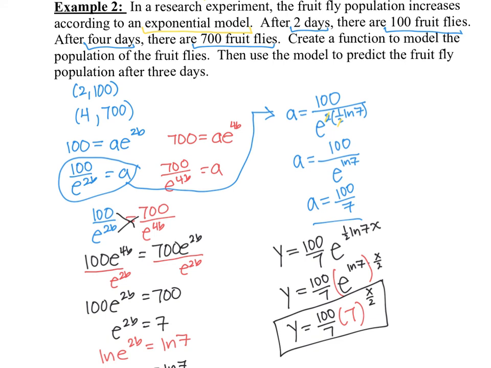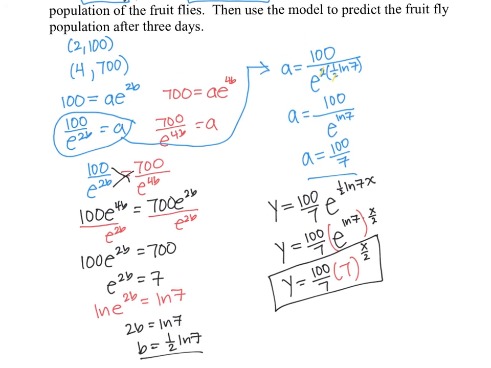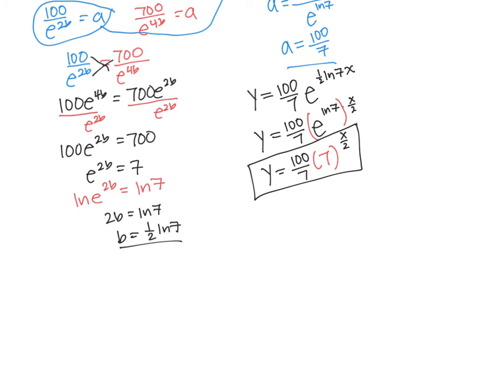Create a function to model the population of fruit flies. Okay, I did that. Then use the model to predict the fruit fly population after 3 days. Now let me see, are the days the x or the y? 2 days, 100 fruit flies. So the days are the x. So I'm going to plug in 3 days for x. Okay, it will not be bad, except for the fact that I don't have a calculator. 3 over 2.